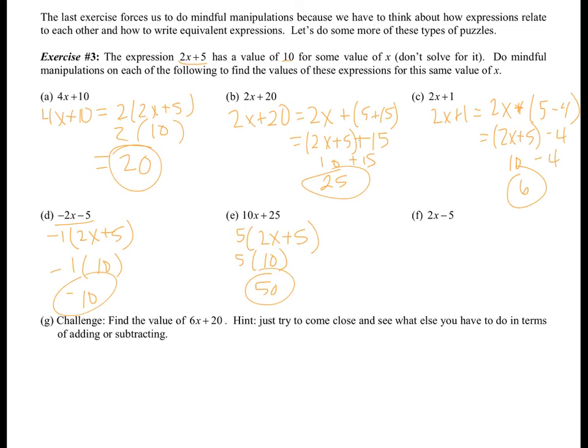And finally, I have 2x minus 5. Well, 2x plus 5 needs to become 2x minus 5, so I'm going to have to subtract 10 to get to negative 5. So 2x plus 5 minus 10, well, 10 minus 10, so 0 is what 2x minus 5 is equivalent to.